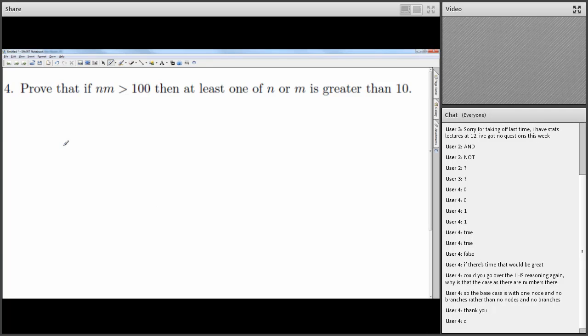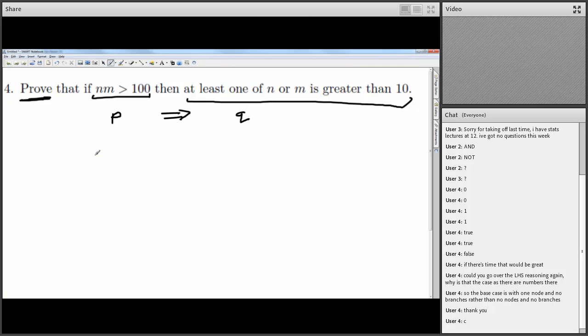This is a proof question. So you've got to prove if something holds, then something else happens. Essentially, this is the form. I've got a premise, which is n m is greater than 100, which implies some conclusion. So I've got a proof of an implication. I'm trying to prove an implication is true.